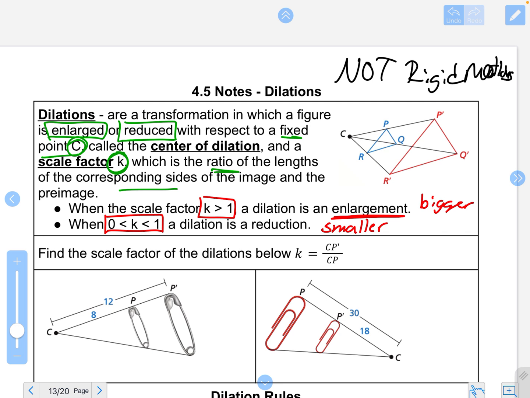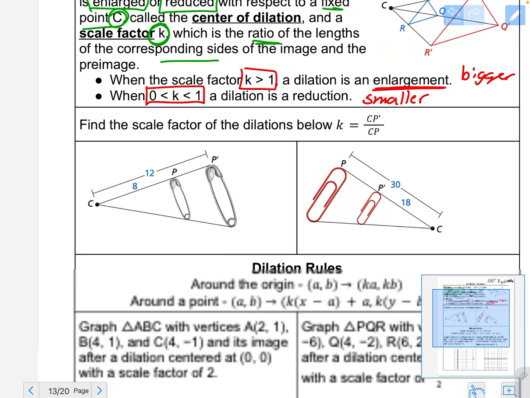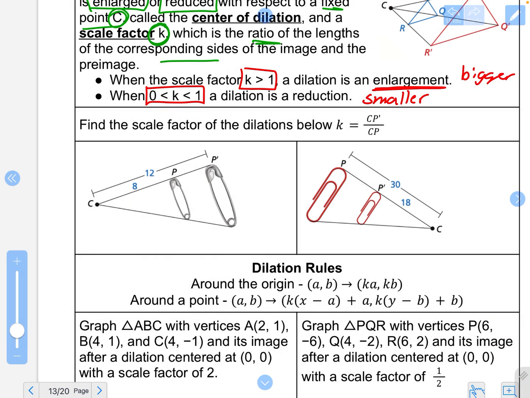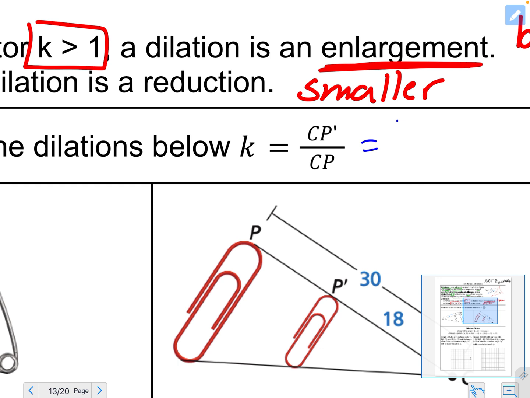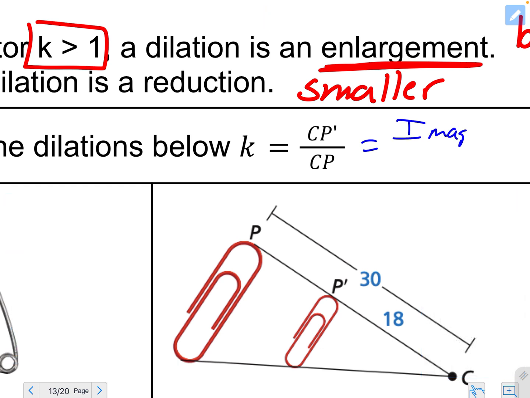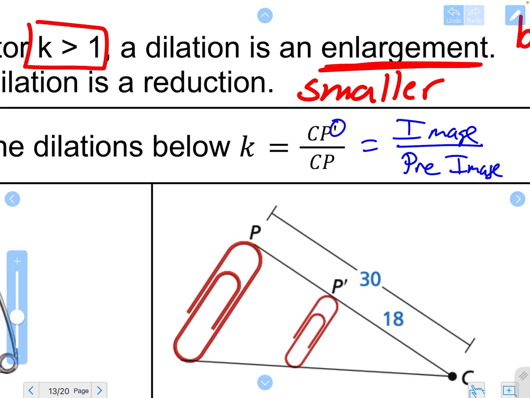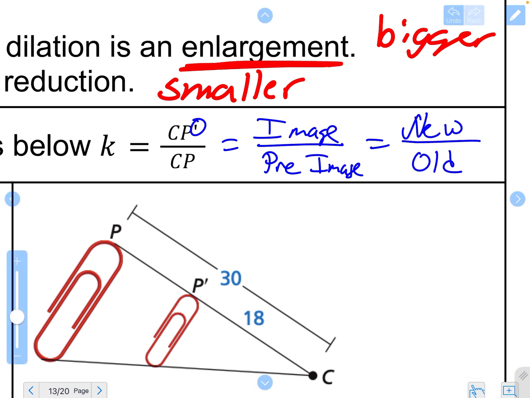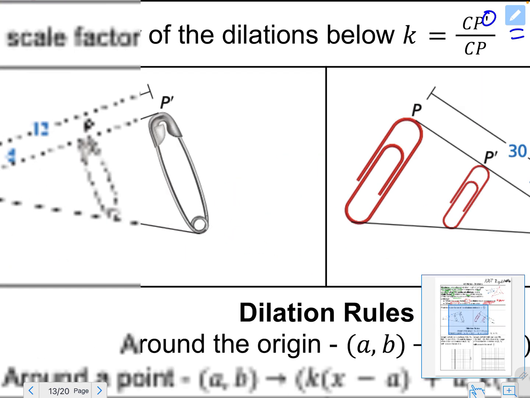These figures will instead be similar, and that's what our next notes are going to talk about. When we're trying to find the scale factor, we put our image over our pre-image. That's where the prime notation goes: the new goes on top of the old. That's another way to think about it.